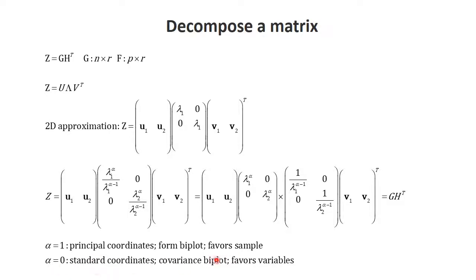You can also look at standard coordinates. That would be alpha is 0. So now we're focusing on this part here, and those would be the standard coordinates. That's called the covariance biplot, and that favors looking at the variation in variables. So the approximation in that plot favors the variables here. In the form biplot, the approximation you're trying to make is favoring the dispersion between samples.